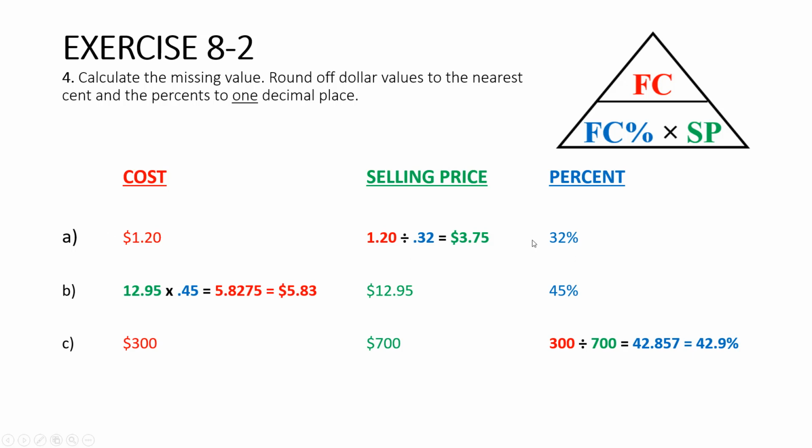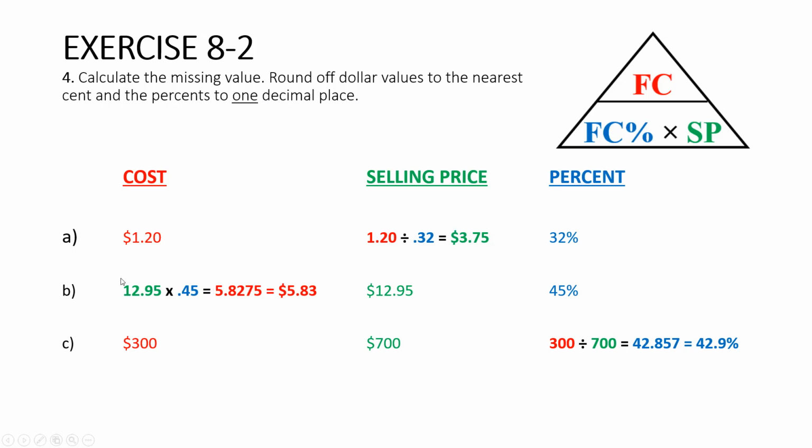So we're looking for the selling price in this question, and the selling price is over here, so we must divide the food cost by the food cost percent. So our equation is $1.20 divided by decimal 32,300 or $3.75. Let's take a look here. Round off the dollar values to the nearest cent and the percents to one decimal place. Okay, well, this is rounded off to the nearest cent.